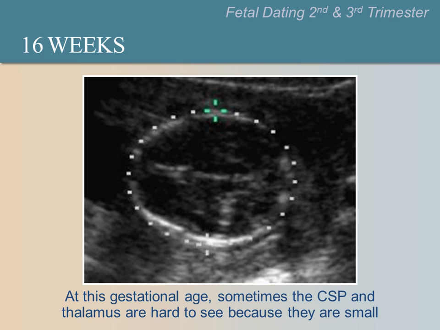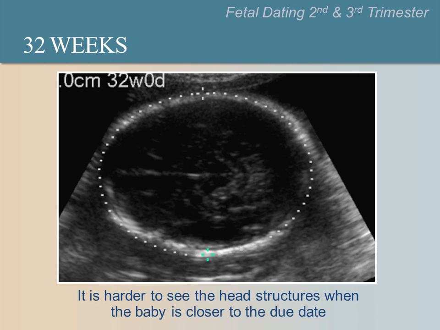The following slides show the appearance of the head circumference at different gestational ages. This image is at 16 weeks. At this time, the structures are small and sometimes hard to see. This image is at 32 weeks. It also becomes hard to see the landmarks as the baby gets closer to the due date.